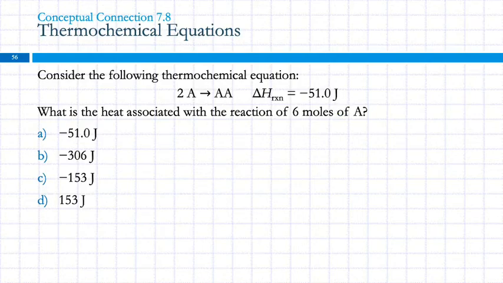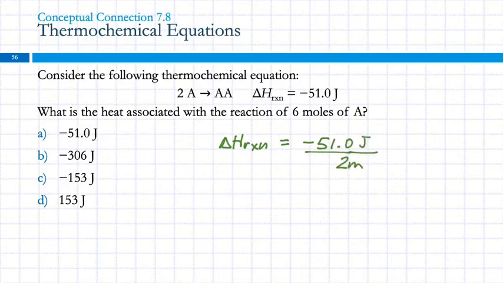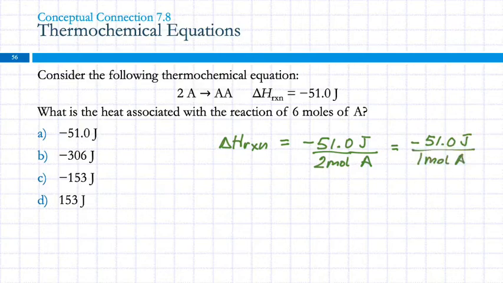So we can interpret that delta H reaction is negative 51.0 joules per 2 moles of A, or negative 51.0 joules per 1 mole of AA. I take this number and I can relate it to anything in the equation, and the coefficient is the number of moles. It's convention.